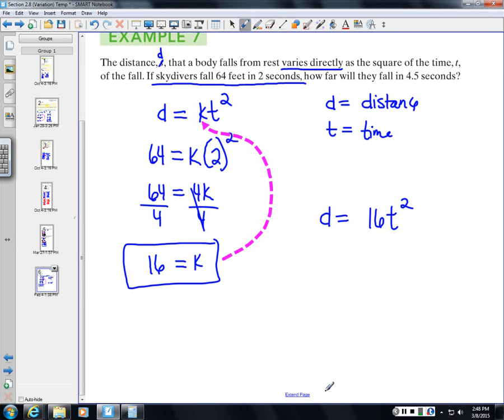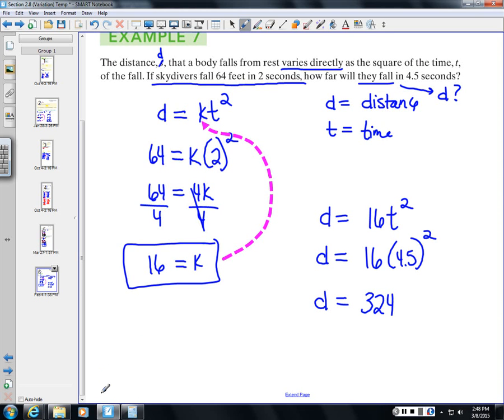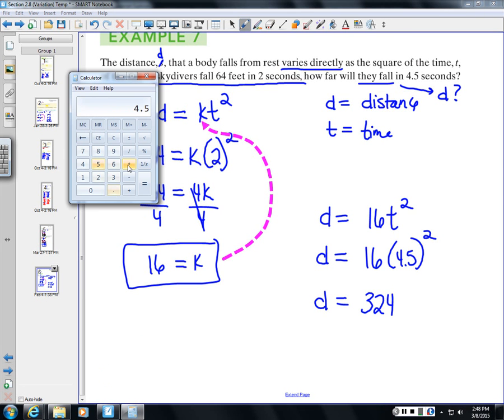Now it's saying how far will they fall, which is what's the distance going to be. What's the distance if my time goes up from 2 to 4.5? So plug in 4.5 for your time. And then here, of course, we do exponents first. And you should come out with an answer of 324. You want to do 4.5 squared first, which is 4.5 times itself, which will give you 20.25. Multiply that by 16, and that's how we come out with an answer of 324.